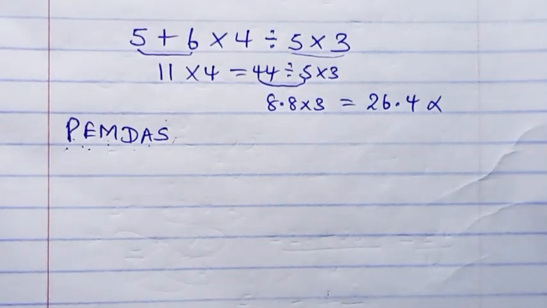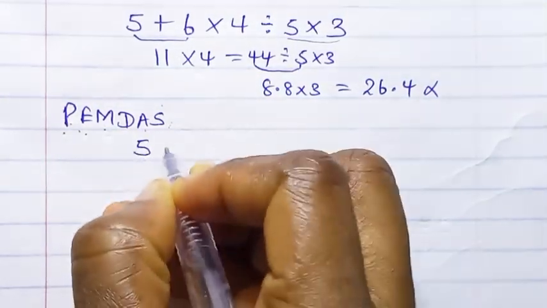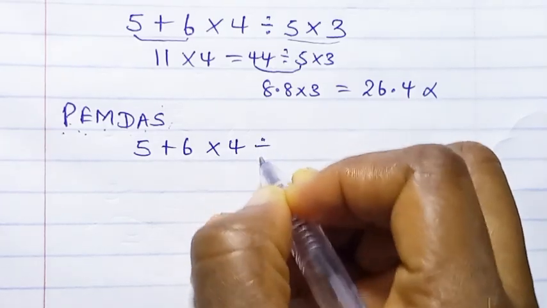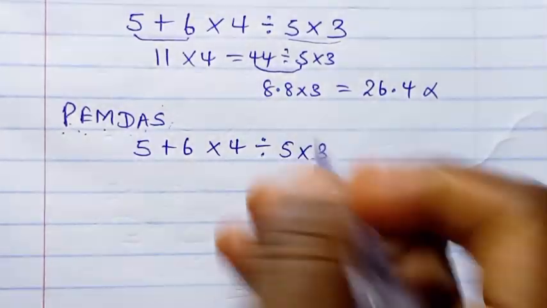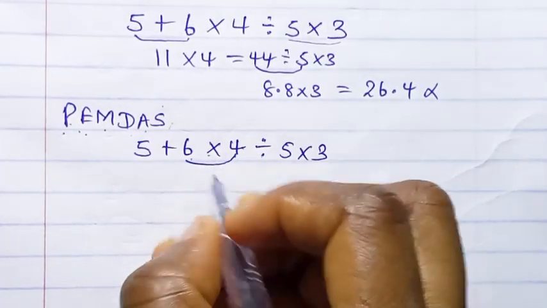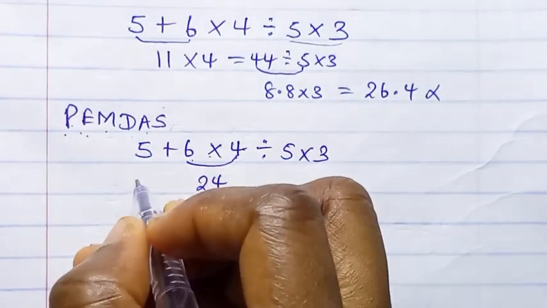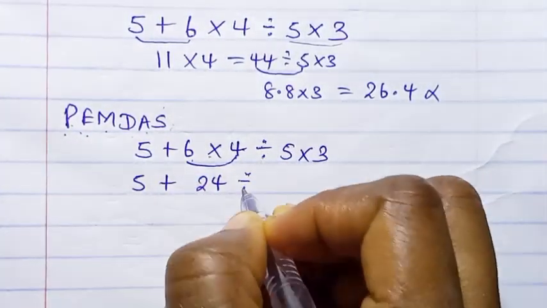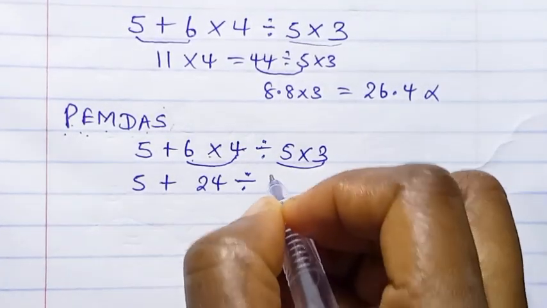But first, we need to write out the question again. So you have 5 plus 6 times 4 divided by 5 times 3. Starting from left to right, we do multiplication first. The first multiplication we have here is 6 times 4, which is 24. Then you have your 5 plus, then divided by, this division comes down. Then 5 times 3 will give us 15.